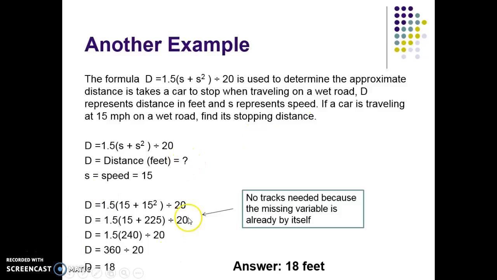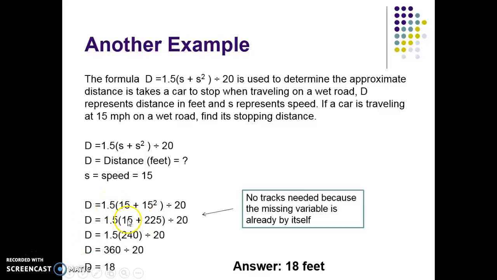So when we plug everything into the equation, we still don't know D, but we know S is 15, so we're going to put 15 in for S, and for S squared. And now, since the D is already by itself, we aren't really doing train tracks. So we're not really following SADMAP because the D is by itself. So we are just going to do PEMDAS.